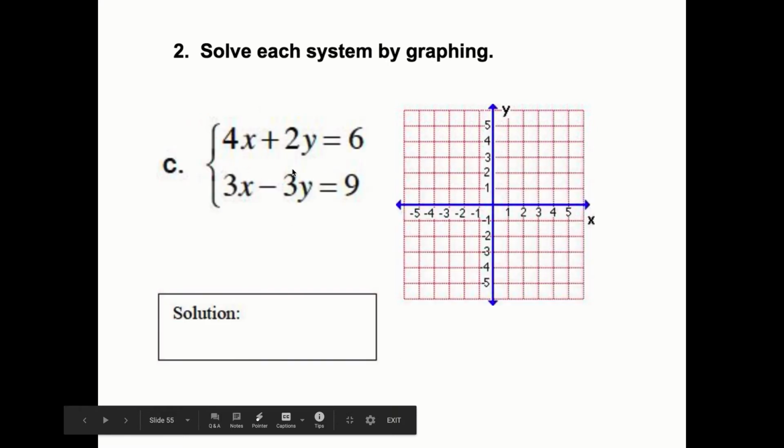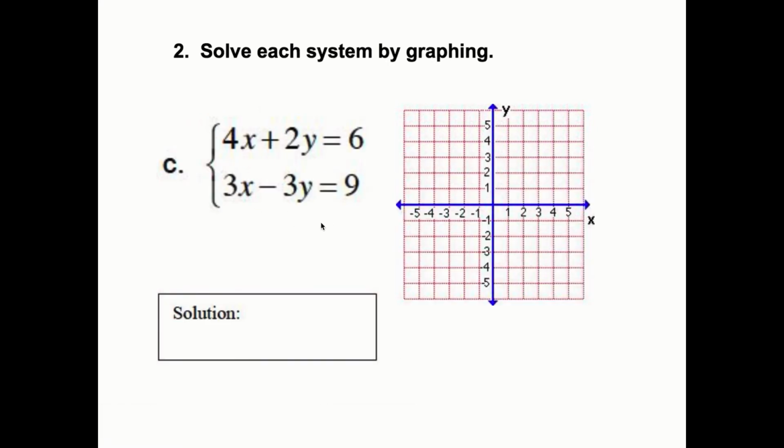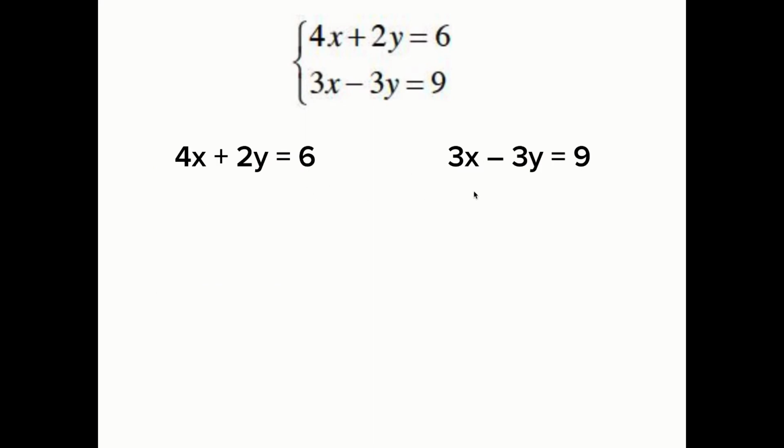All right, for C, notice neither of these are in slope-intercept form. So you could do the intercept method, but then you would get a fraction. So notice if you set 0 for y, you get 4x equals 6. That's not going to divide evenly. So instead, I'm going to split these two equations up, and I'm going to solve for y.